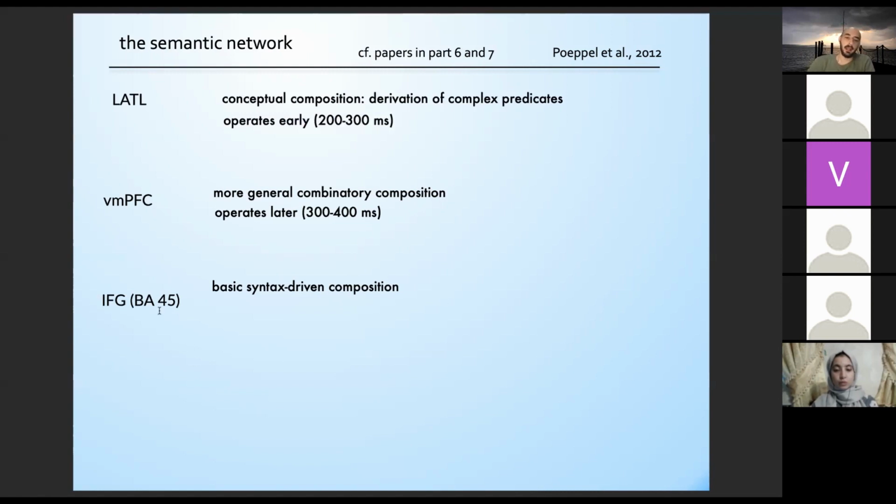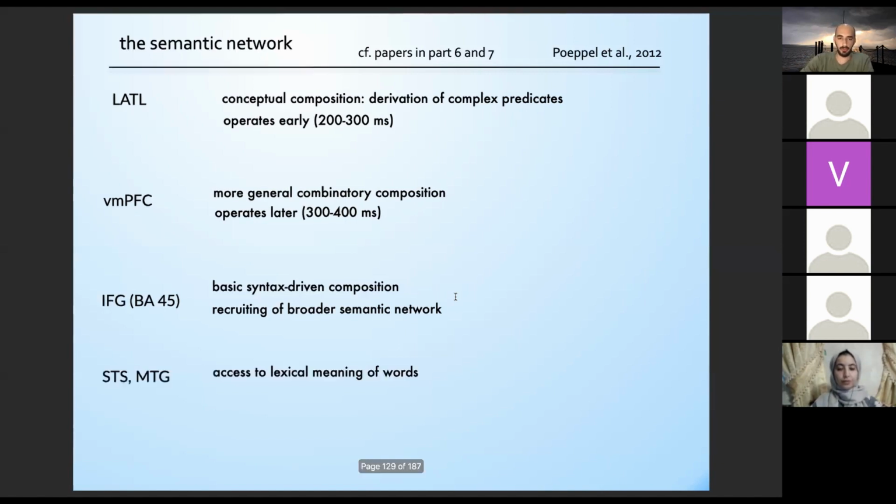Although we don't really know exactly what the N400 reflects, probably also the contribution of these areas. And then you have your BA45 from the experiment we just saw that operates some sort of basic syntax-driven composition. So more on the linguistic side. And it's recruiting a broader semantic network. The idea is that it's a sort of ensemble director or orchestra director, which mediates and tells the other areas what to do. And then, of course, you need your lexicon and you need your STS and MTG more on the posterior side, but then spreading towards the whole MTG to access the lexical meaning of words.